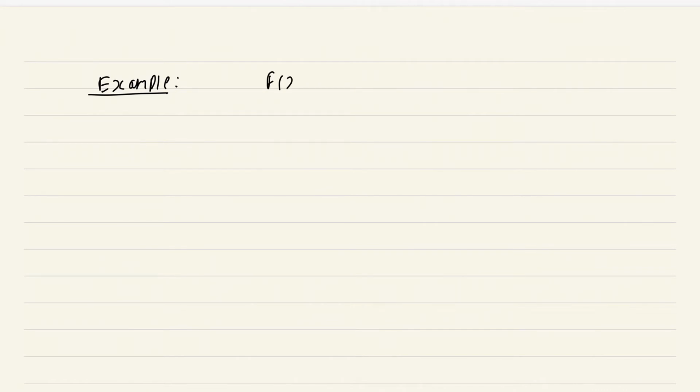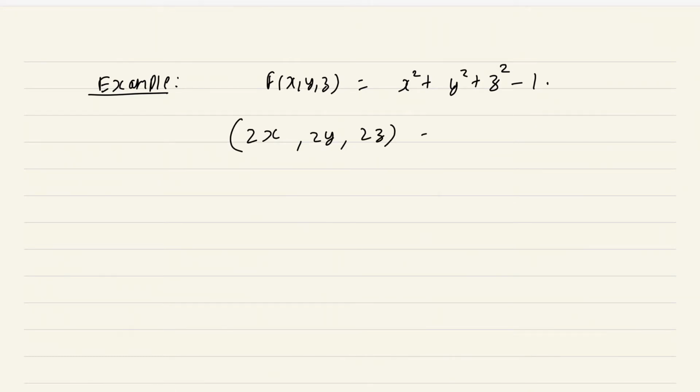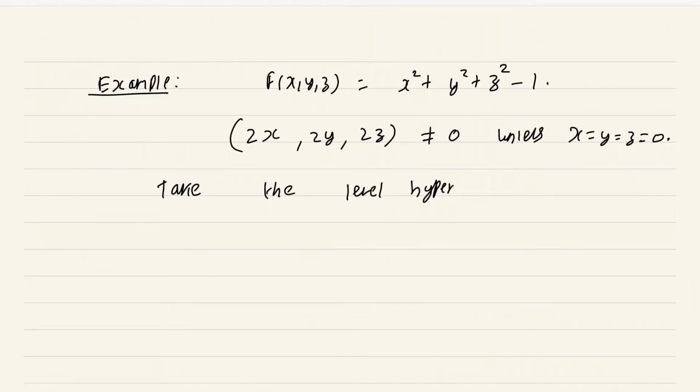Let's take f of x, y, z to be x squared plus y squared plus z squared minus 1. Now note that the gradient of this is 2x, 2y, 2z, and the gradient is not 0 unless x equal to y equal to z equal to 0. So take the level hypersurface at c equal to 0. That will give you exactly the unit sphere in R3, and this is going to be a level hypersurface because the gradient does not vanish at any point on the unit sphere.